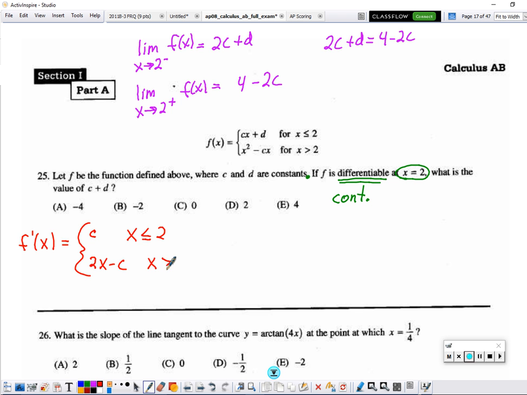And because the function is differentiable, the slope just a little bit before 2 has to be exactly the same as the slope a little bit after 2. So it's very similar to this. The limit, as x approaches 2 from the left, of the derivative, well, that's just c. And the limit, as x approaches 2 from the right, of the derivative, that's just going to be 2 times 2 minus c. So that's 4 minus c.